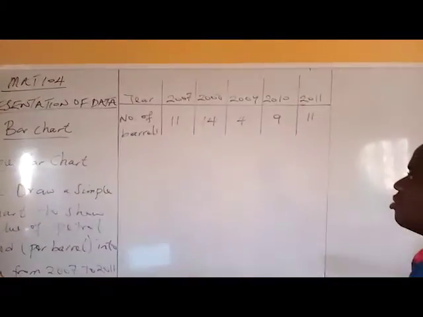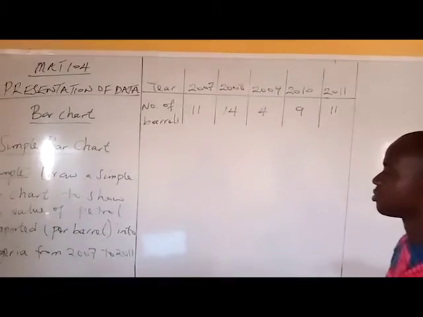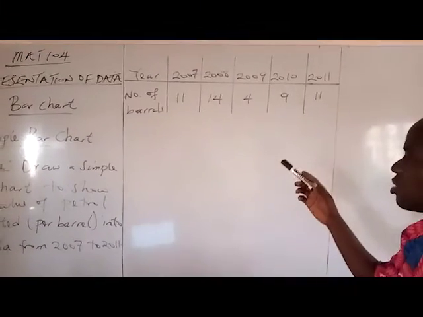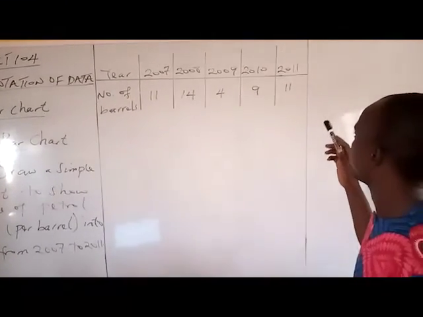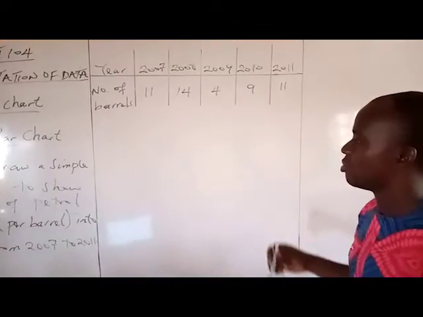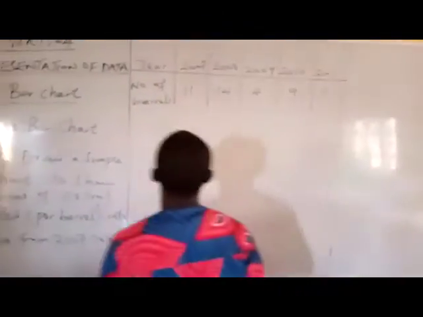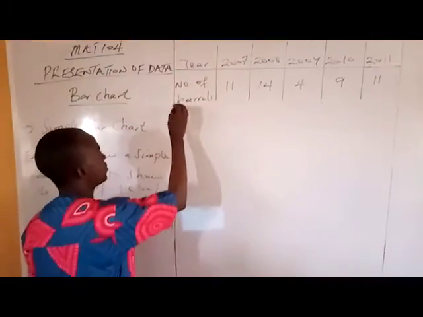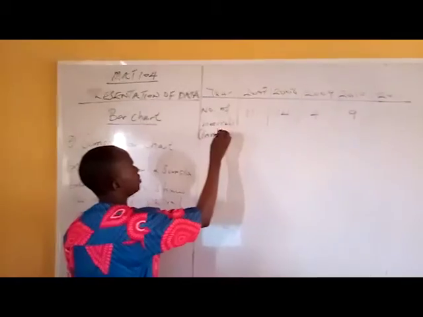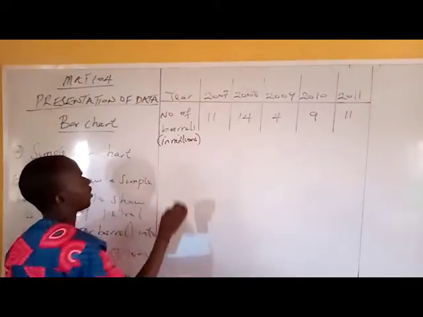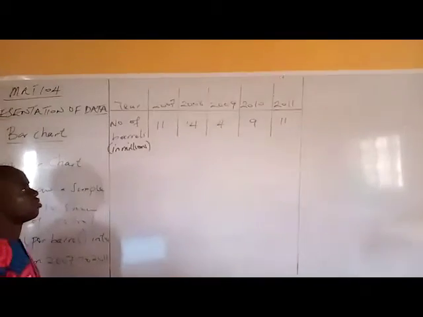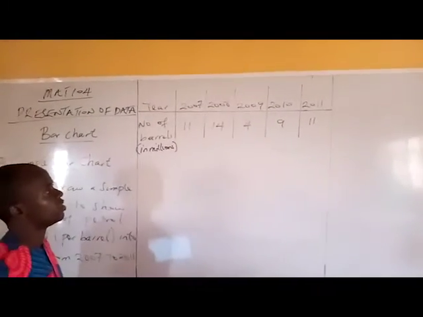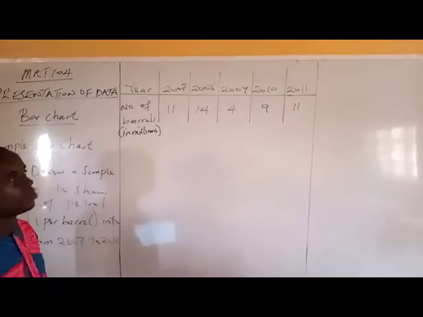In the year 2007, there are 11 barrels, 2008, 14 barrels, 2009, 4 barrels, 2010, 9 barrels, 2011, 11 barrels. I think the number of barrels should be in millions. So I omitted that. Let me put it there. In millions. So in 2007, there is 11 million barrels, 2008, 14 million barrels, 2009, 4 million barrels, 2010, 9 million barrels, 2011, 11 million barrels.